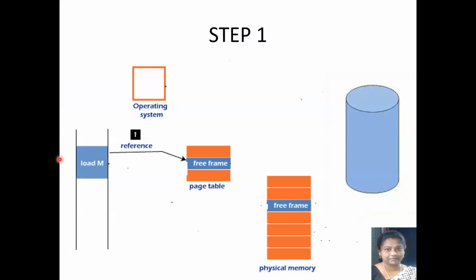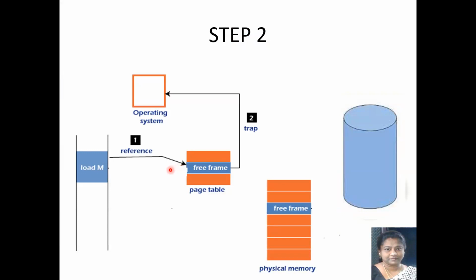Now, step 1 says, whenever a particular instruction is executed, the OS has to check whether the instruction is there in the main memory or not. So the first step will be, it will do the reference. It will check whether that is there in the main memory or not. So the reference will be done with the page table where that particular page resides. So that is step 1.